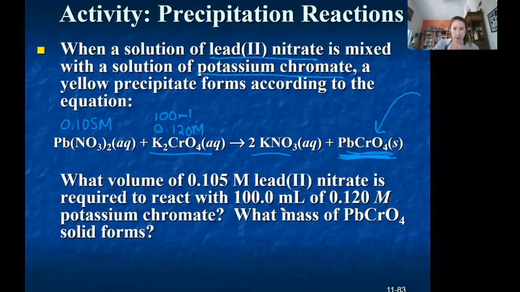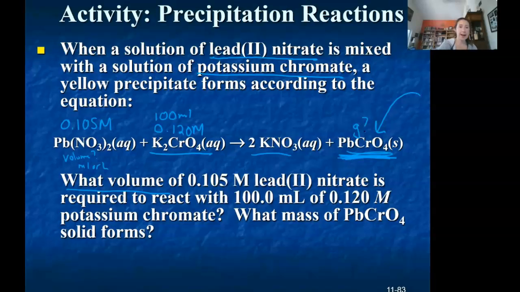We want to know what volume of the lead nitrate is required. So we want to know volume of this. So I'll just say volume. And volume could be in milliliters or it could be liters. It didn't say one or the other, so whichever one. And then we want to know how many grams of this we can make.